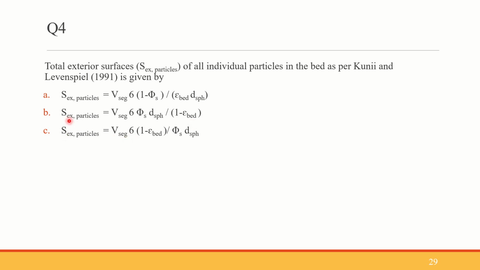Option C, total exterior surface is equal to V segment into 6 into 1 minus epsilon bed divided by phi_s into d sphere. And option D, none of the above.